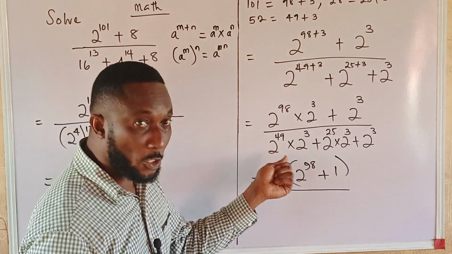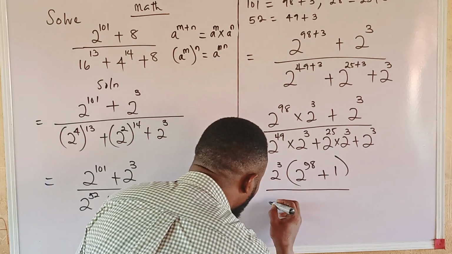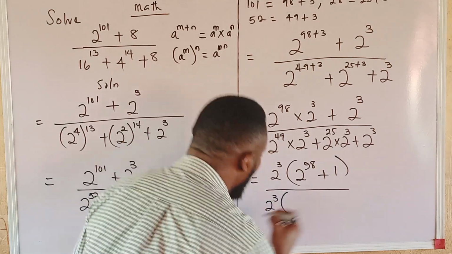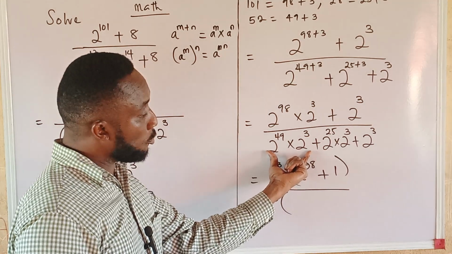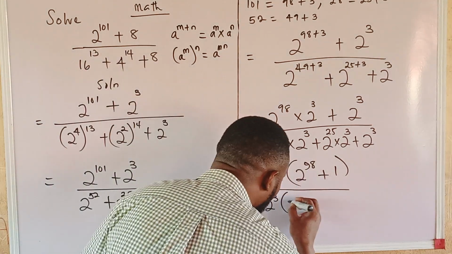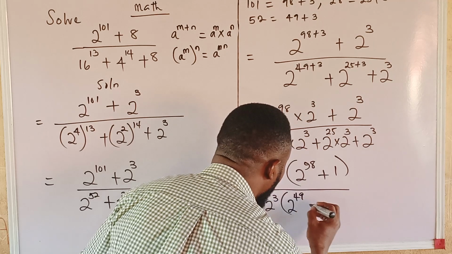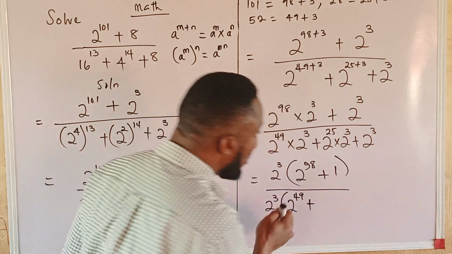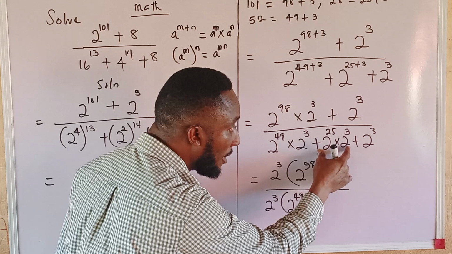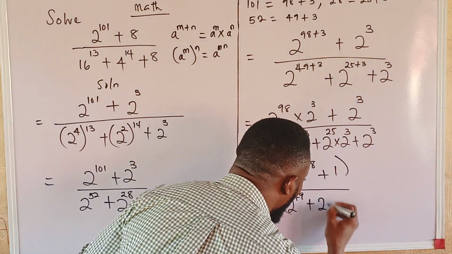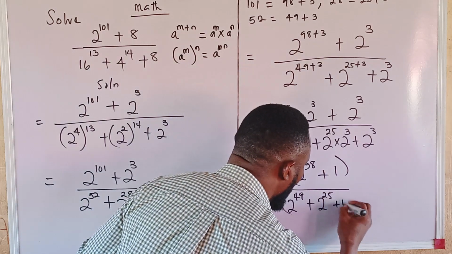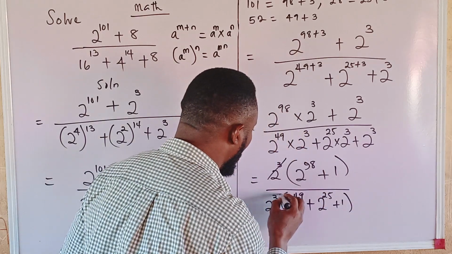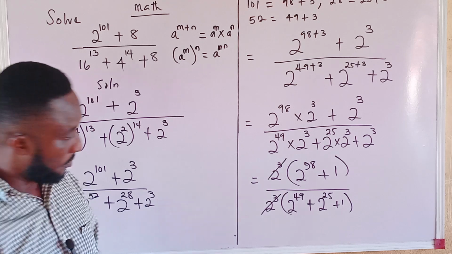Then at the denominator, I will do the same. Factor out 2 cubed, open a parenthesis. 2 cubed divided into this term, 2 to the power of 49 is left. All right, 2 to the power of 49. Then if I do the same thing with this guy here, 2 cubed will go. We have 2 to the power of 25. Then 2 cubed divided by 2 cubed will give us 1. As you can see, 2 cubed will annihilate 2 cubed.